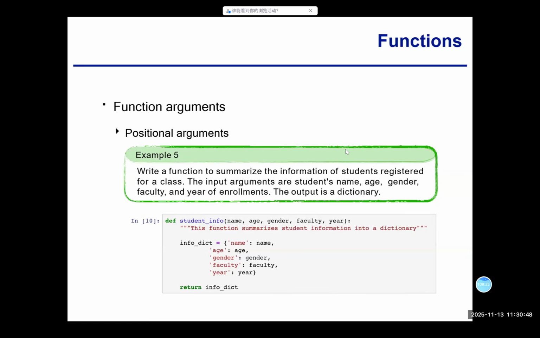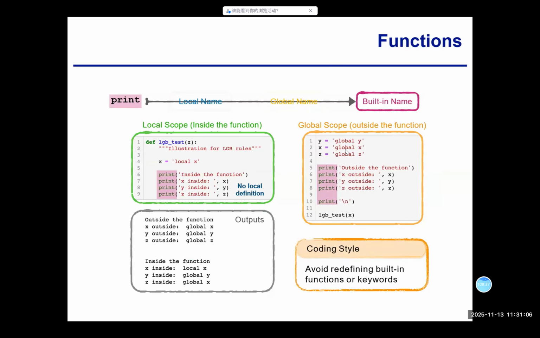There are two different types of arguments. One is called positional arguments, as in the example here. To quickly introduce this example, it only makes sense when we have multiple inputs. In many of the previous examples, we only have a single input argument. In that case, it doesn't matter. If we only have a single argument, we just put it there.